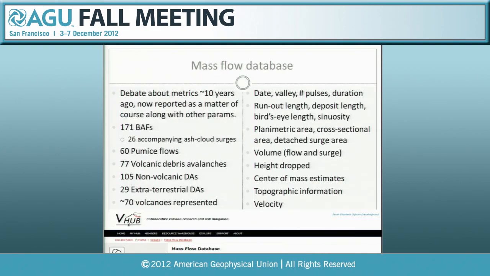To introduce this database, it contains about 171 block and ash flows, some of which have accompanying ash cloud surge information, 60 pumice flows, and a variety of debris avalanches that are mostly included for comparison. All in all, about 70 volcanoes are represented, and I won't read through this list. There's a whole range of parameters included, mostly about the deposits themselves, and they're fairly standard: runout lengths, planimetric areas, volumes, height drops, all the things we generally record about flows.